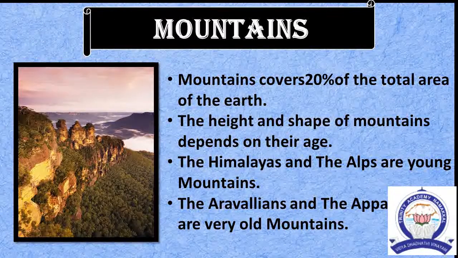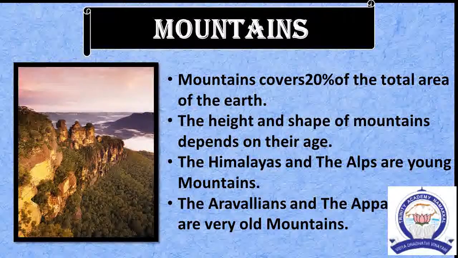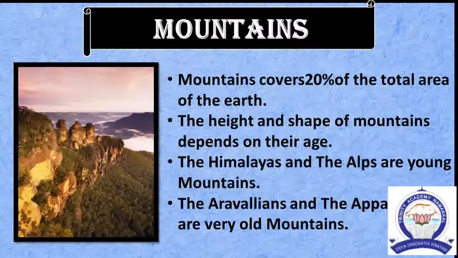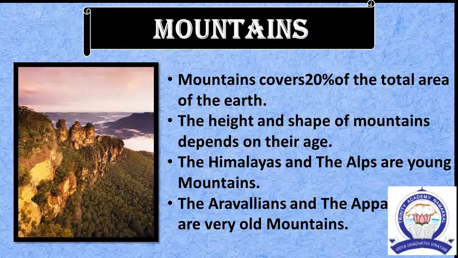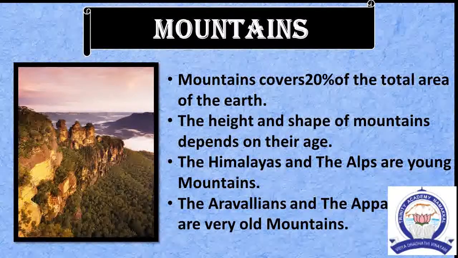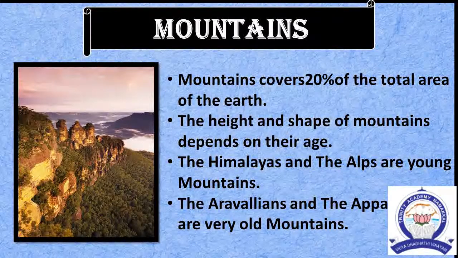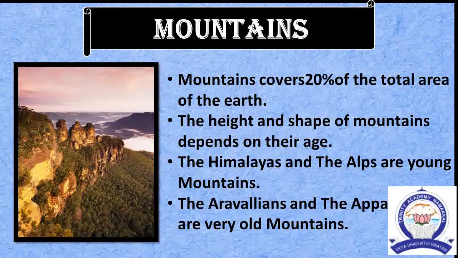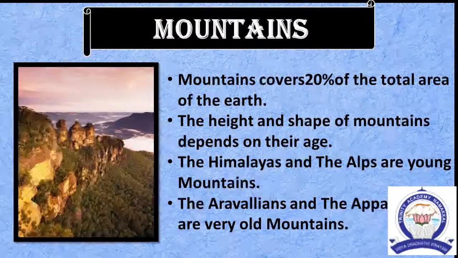Mountains. A landform which prominently rises from the surrounding land is a mountain. It rises to a height of more than 900 meters above mean sea level. Mountains cover about 20% of the total land area of the earth. How much percentage, children? 20% of the total land area. We have 29% of the land area, and this 29% is considered as 100%, and the mountains consist of 20% of the total land area of the earth.